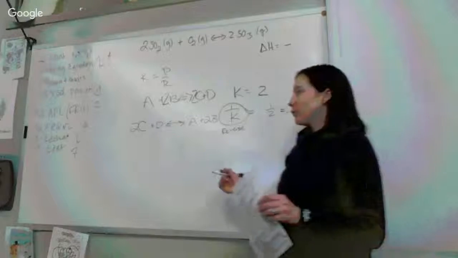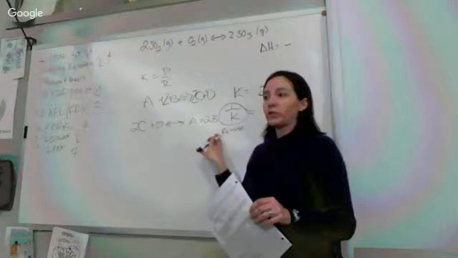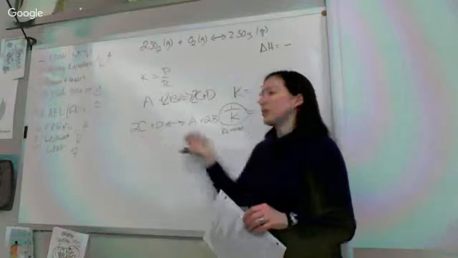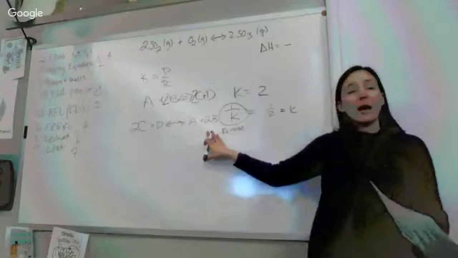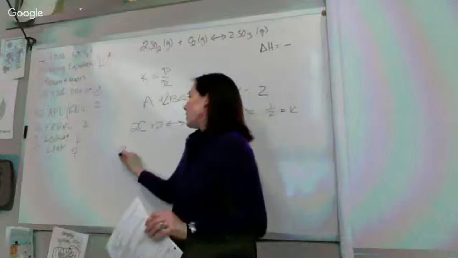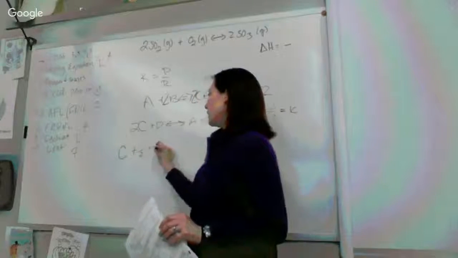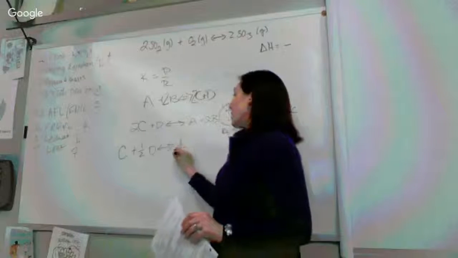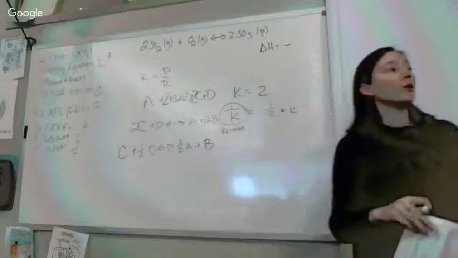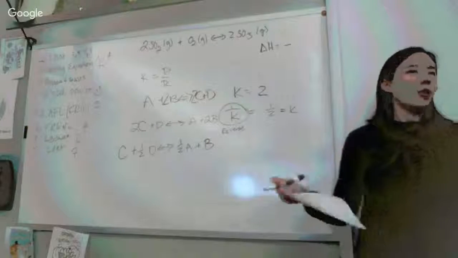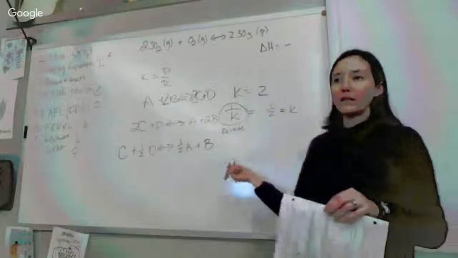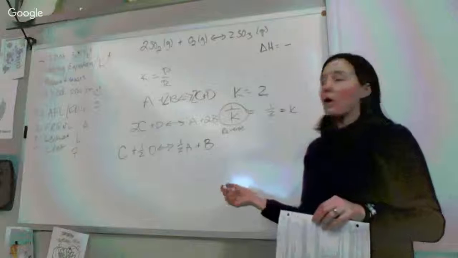Another thing you can do is change your coefficients, the number in front. So let's say for whatever reason, I wanted to make half of what I made here. I could simplify this down and say C plus 1/2 D is going to make 1/2 A plus B. Now my coefficients have become these halves. The only time you'll ever see that in an equilibrium problem is this instance where you want to do something to your K value.